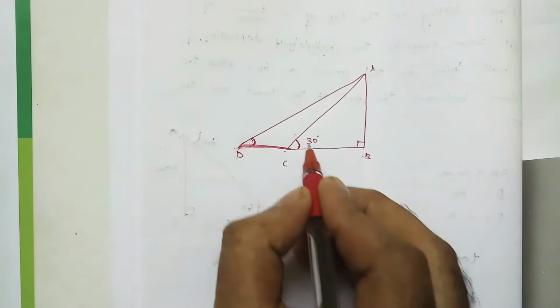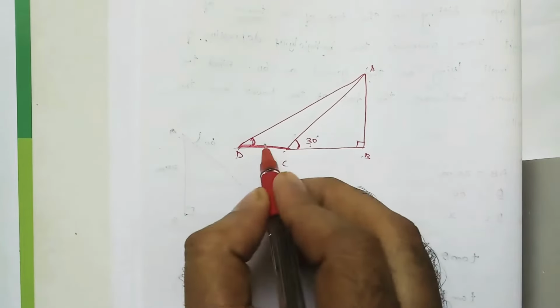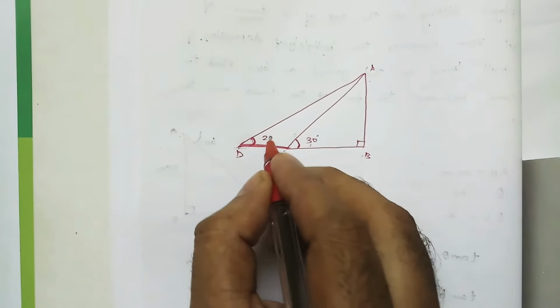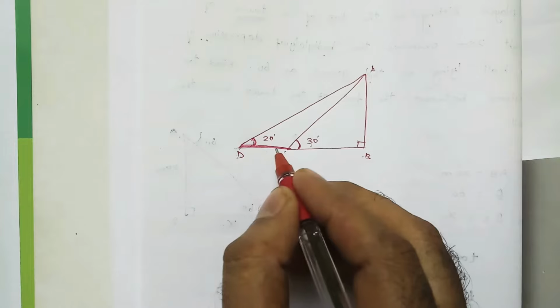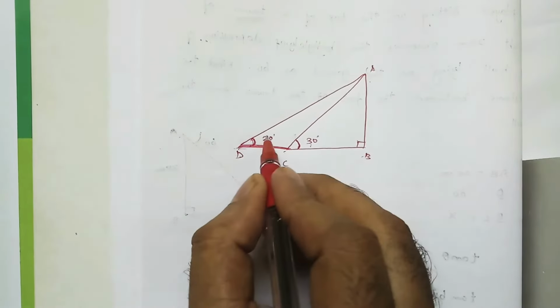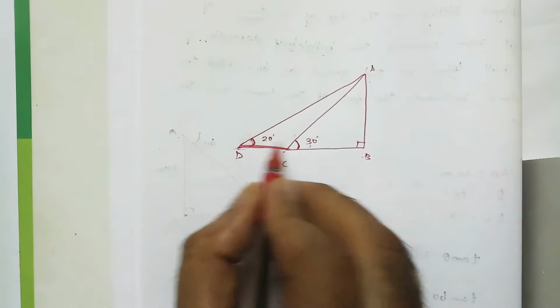See, this is always less than 30 only, right? This is always less than 30. So it will be 20 or 15 or whatever it may be, 20, 15, 10, 5, or 29, 28, whatever it may be, less than 30, right?